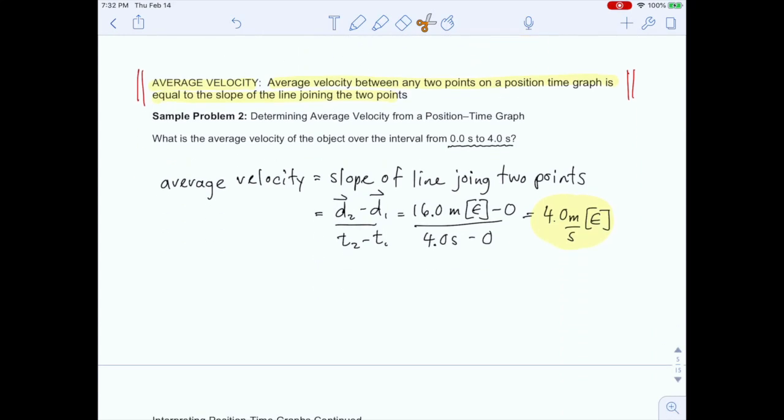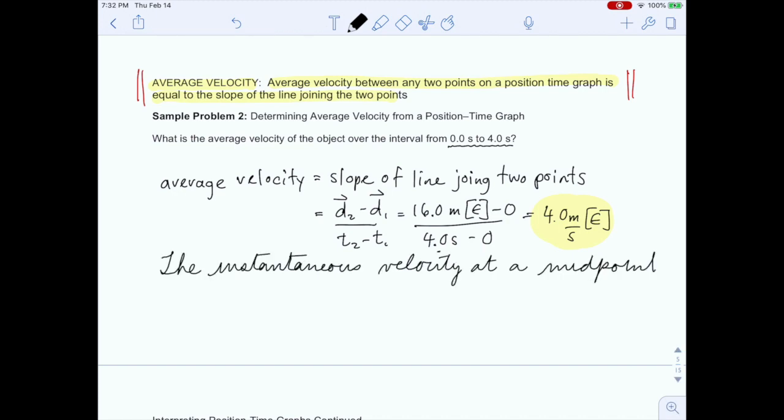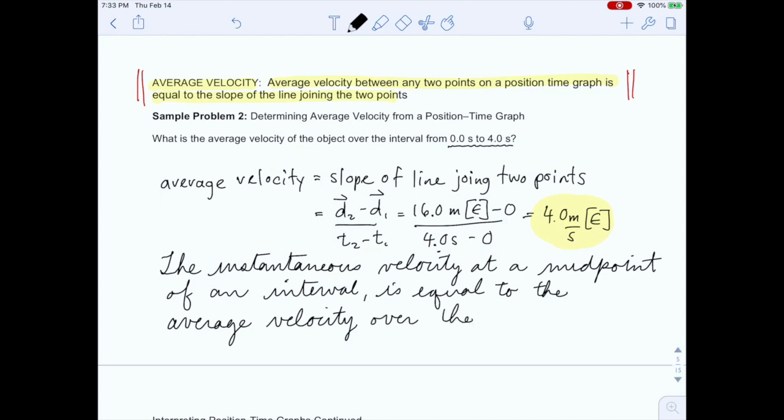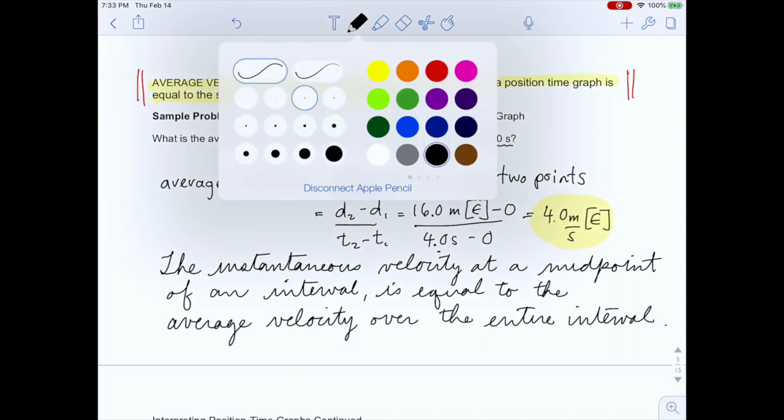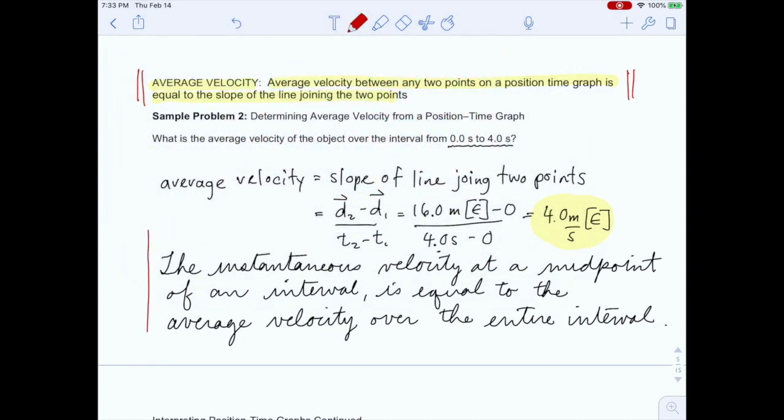Let's write this rule down. This rule states, the instantaneous velocity at a midpoint of an interval is equal to the average velocity over the entire interval. And we'll write this statement behind the bars of memorization.